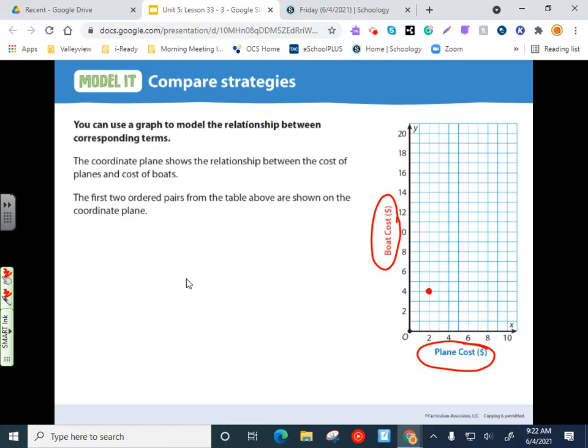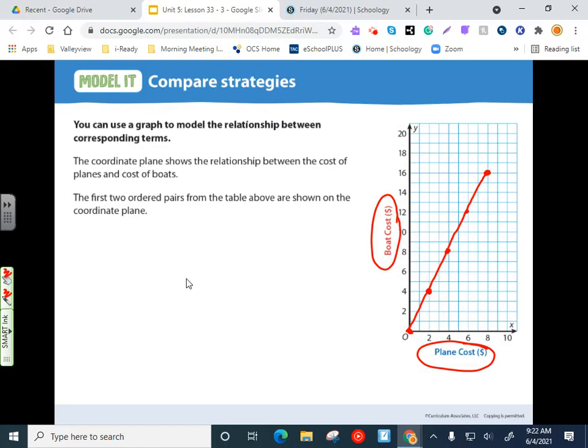While we're at it, let's look at the ordered pairs under model it. So it already did 0, 0 and 2, 4. Let's do 4 and 8. Let's do 6 and 12. And let's do 8 and 16. And let's connect those. And that's the relationship between the cost of planes and the cost of boats.